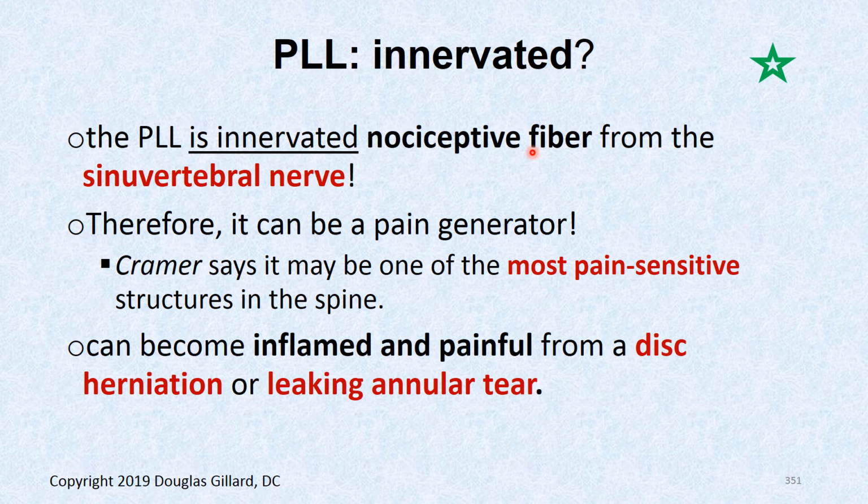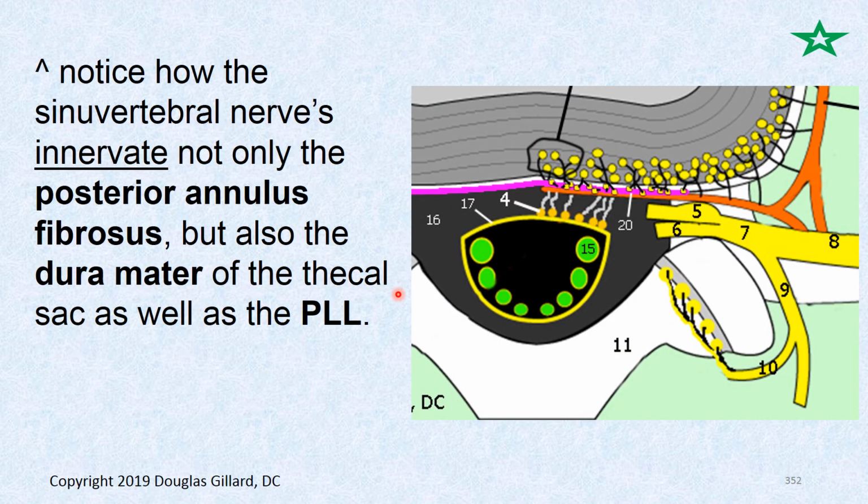Cramer says it's one of the most pain-sensitive structures in the spine because of the density of sinovertebral nerves around it and in it. So if it becomes inflamed or compressed or ripped from a disc tear going through it, it can be a really bad source of pain, or a leaking annular tear, right? You don't always have to have a herniated disc.